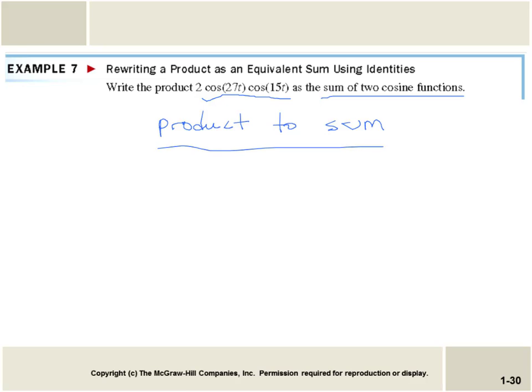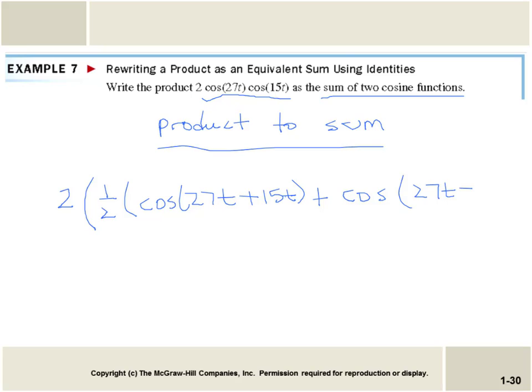All right. Now on your formula sheet, we want something that says cosine cosine. It's the bottom one, right? So we just write this as 2 times 1/2 cosine, well, u plus v. U and v are 27t and 15t. 27t plus 15t, right? And then minus, or plus, sorry, plus cosine of 27t minus 15t. So let's see, did I end all my parentheses? Yes. So does everybody see what I did?